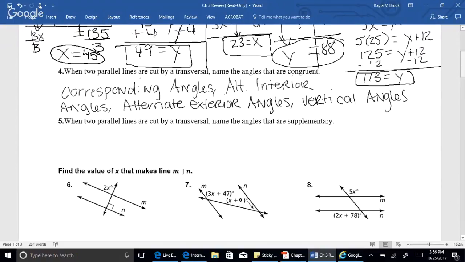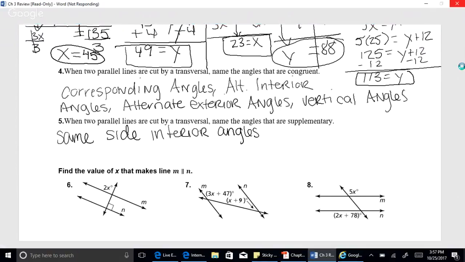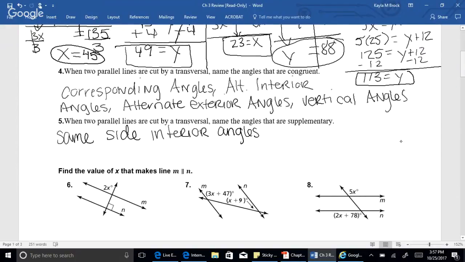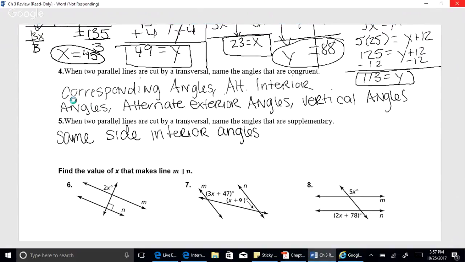When two parallel lines are cut by a transversal, name the angles that are supplementary. These are same side interior. And you really want to look back to your picture in your notes and make sure that those are on your reference page for the test so that you will be able to be successful with that portion, because you need to know what corresponding angles look like.